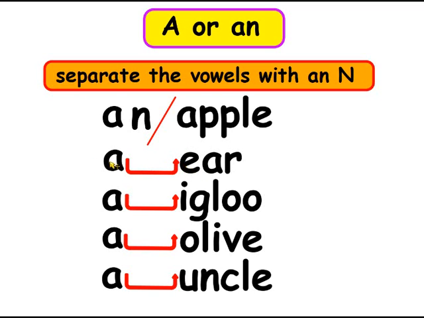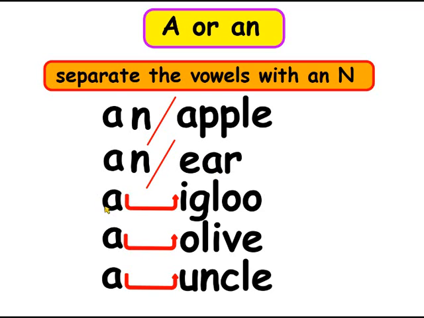The same thing with the next vowel, E. Ear starts with E. Okay, so do we say a ear? No. They stick together, so we need to separate them. So, to separate A and E, we add the N, and we have an ear. Okay? It's not a ear. No. An ear is more clear.